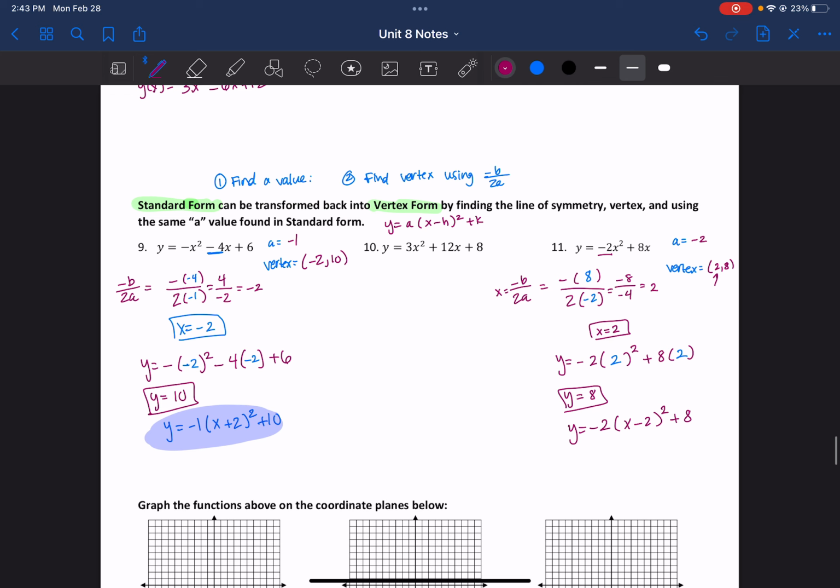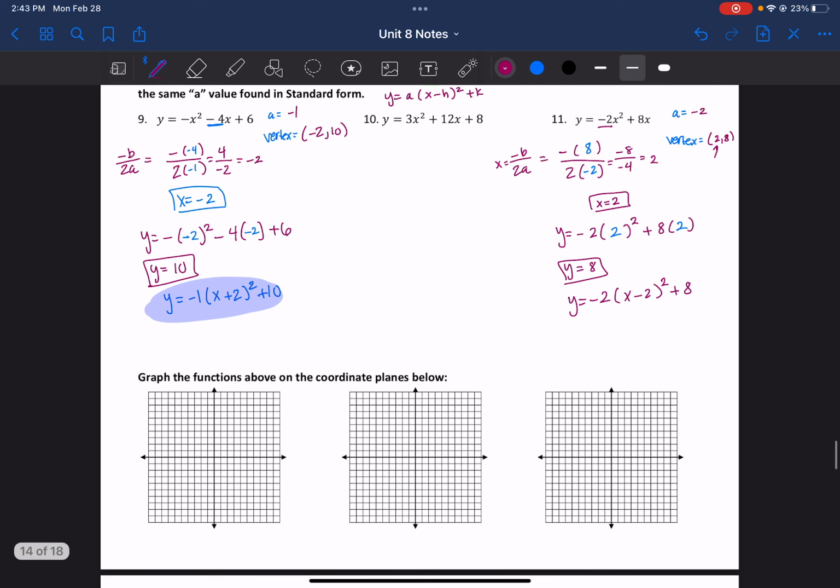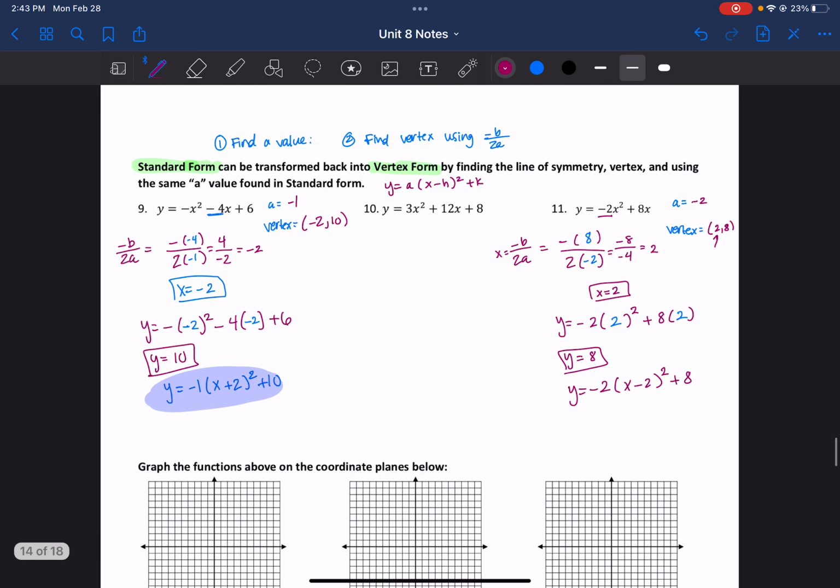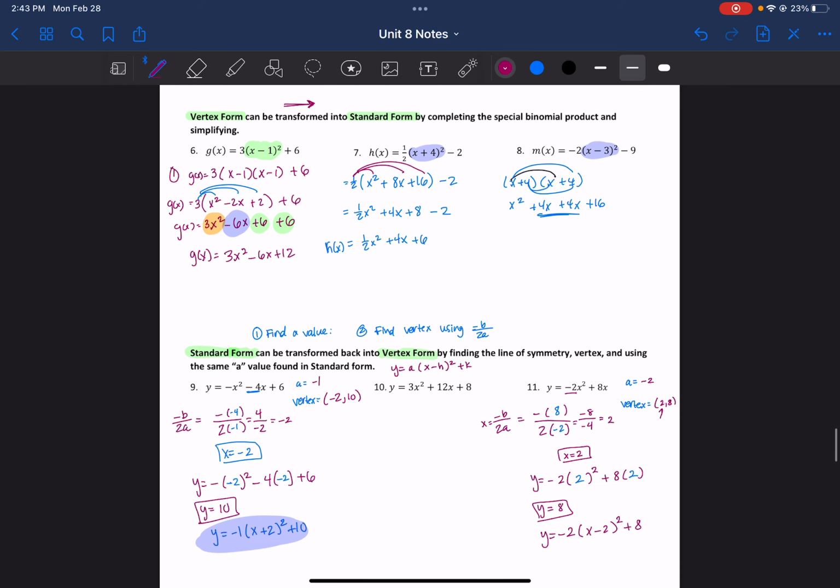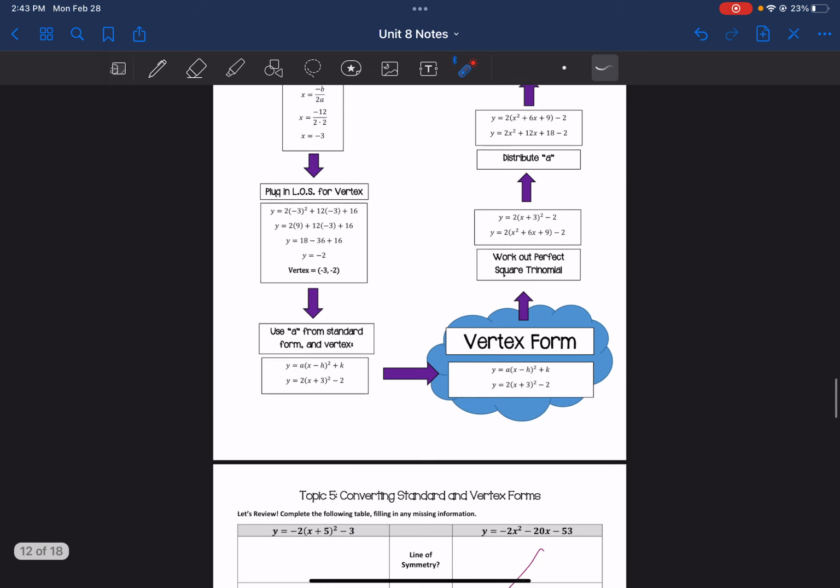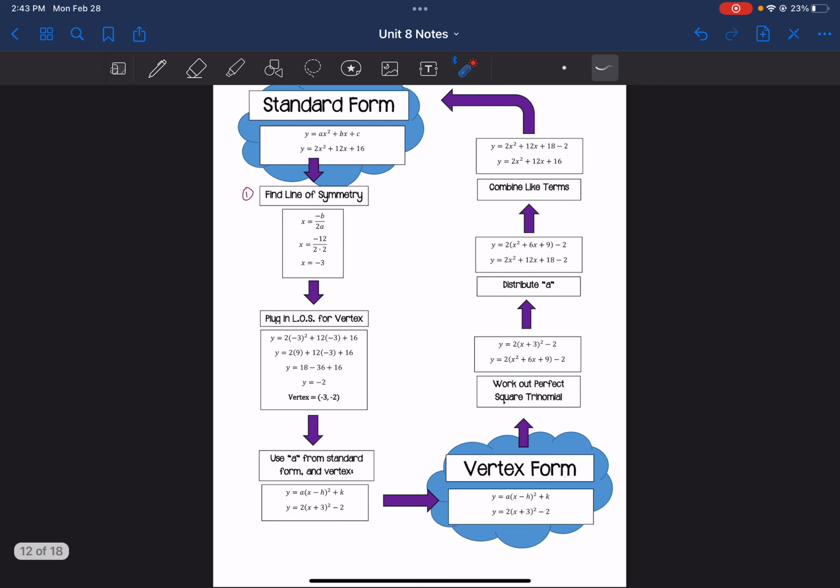That was it. So I'm not so worried much about graphing right now. I just wanted you guys to get to know how to go from vertex form to standard form and standard form to vertex form. All right. Again, you have this little cheat sheet up here. Always use that to refer back to in your notes.